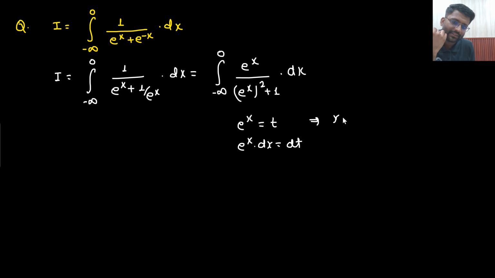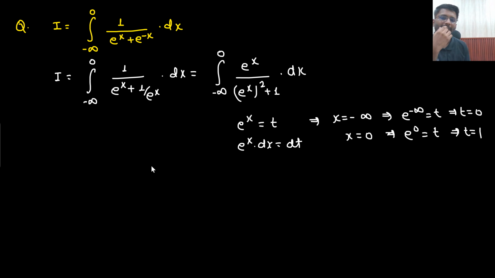Right? Now if x is minus infinity, then e to the power minus infinity will be equal to t, or you can say t would be equal to 0. And if x is 0, then e to the power 0 will be equal to t, and t would be equal to 1. Right? So what is I? I is going from 0 to 1, of e to the power x dx, which would be dt divided by t square plus 1.